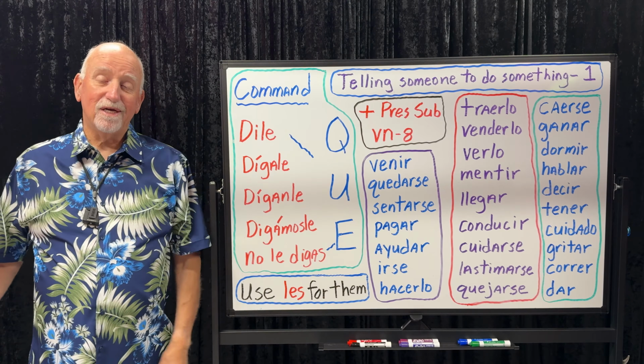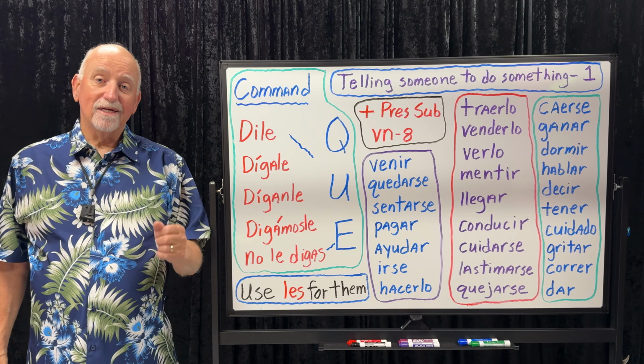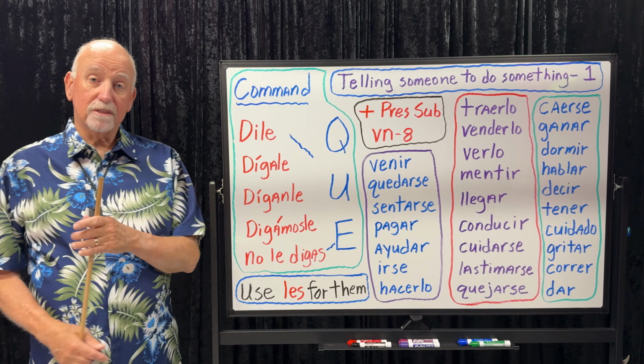Get out those piano keys. Get out that Spanish piano, right? Those 10 keys. Number 8, we're going to hammer it today. Present subjunctive. How do you form the present subjunctive?